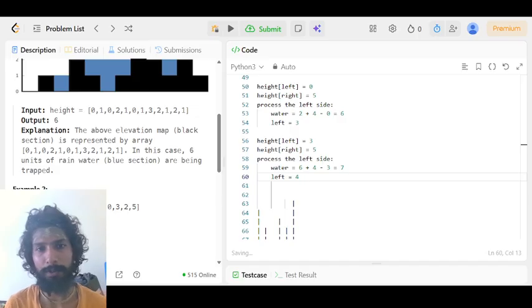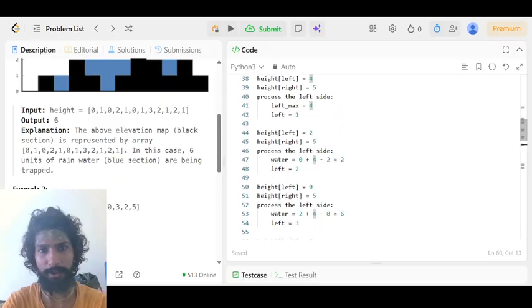So a question can be, why do we process the shorter side? Suppose height of left is less than height of right. The right side already provides a boundary taller than the current left bar. Therefore, the amount of water at the left position is controlled by the tallest bar on the left. We do not need to know the exact maximum bar farther to the right. The reverse logic applies when the right bar is shorter. This is the key reason the two-pointer approach works.